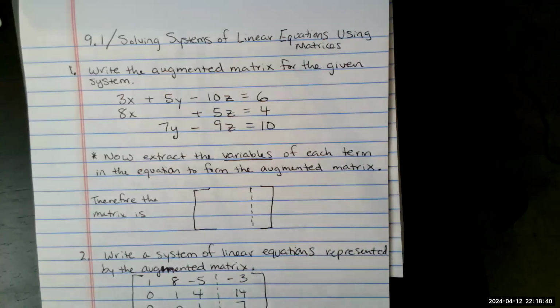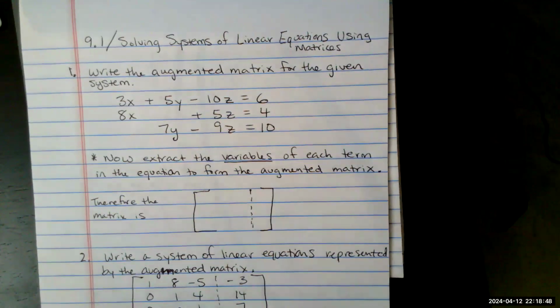Okay, this is 9.1. I am Miss Oliva, and this is about solving systems of linear equations using matrices. So we've already done substitution and elimination, and now this is another method for solving systems of equations. This is most widely used when you have more than two variables, because with only an x and a y, it's pretty easy to use substitution or elimination. So here's how it goes.